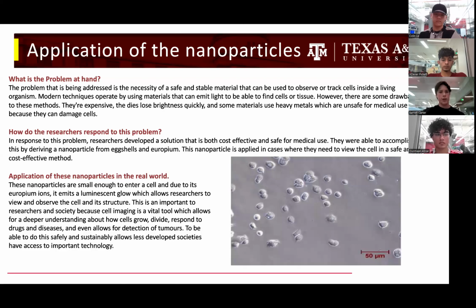So these nanoparticles are small enough to enter a cell, and due to its europium ions, it emits a luminescent glow, which allows researchers to view and observe the cell. This is important to researchers and society because cell imaging is a vital tool which allows for a deeper understanding about how cells grow, divide, respond to drugs and diseases, and it even allows for detection of tumors. To be able to do this safely and sustainably allows for less developed societies to have access to important technology.